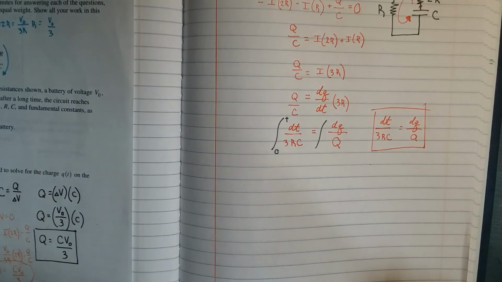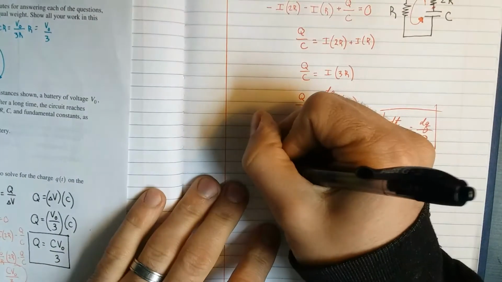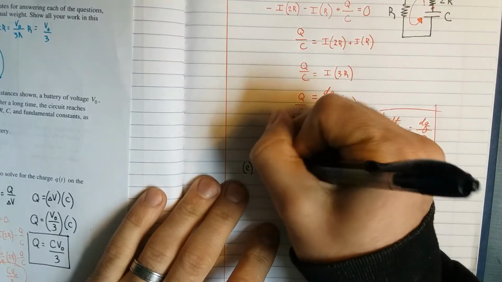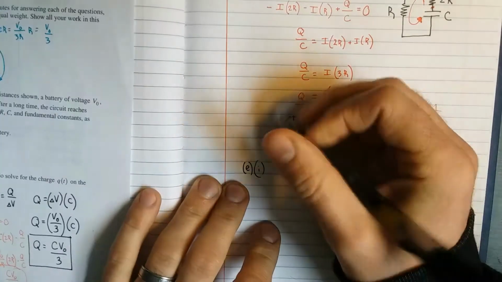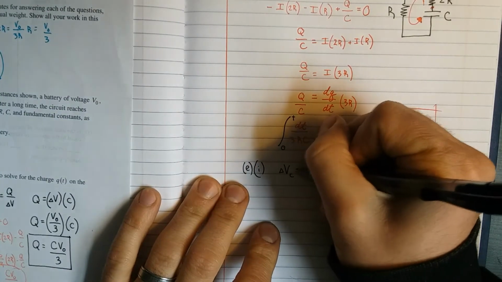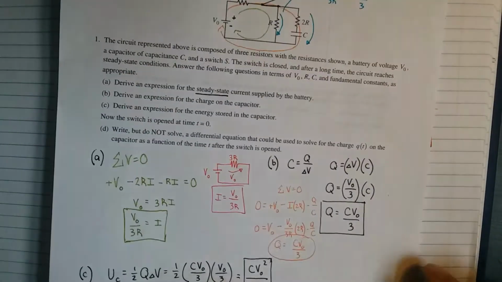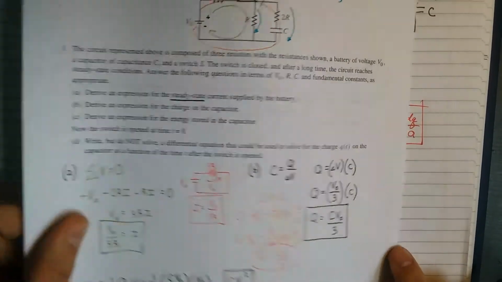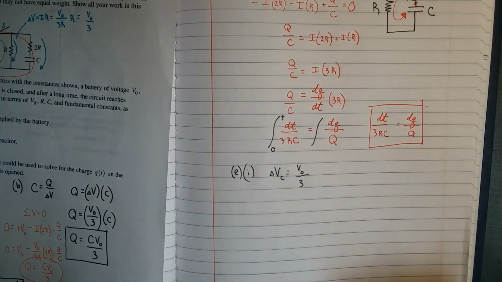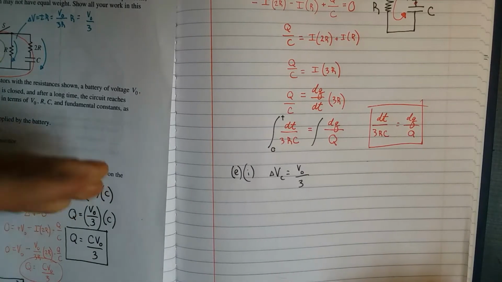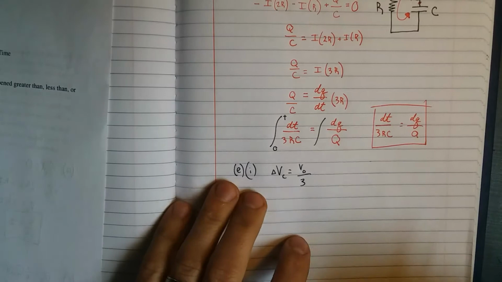Well, one thing I know in the beginning is that the capacitor has a charge of V naught over 3. I figured that out in part B before. So all that voltage is initially going to discharge across those 3 resistors.